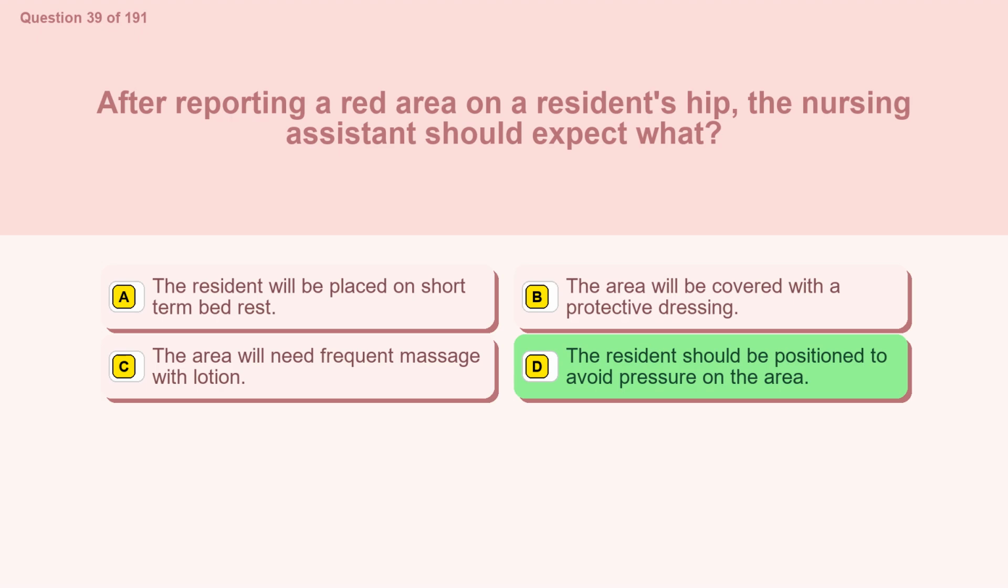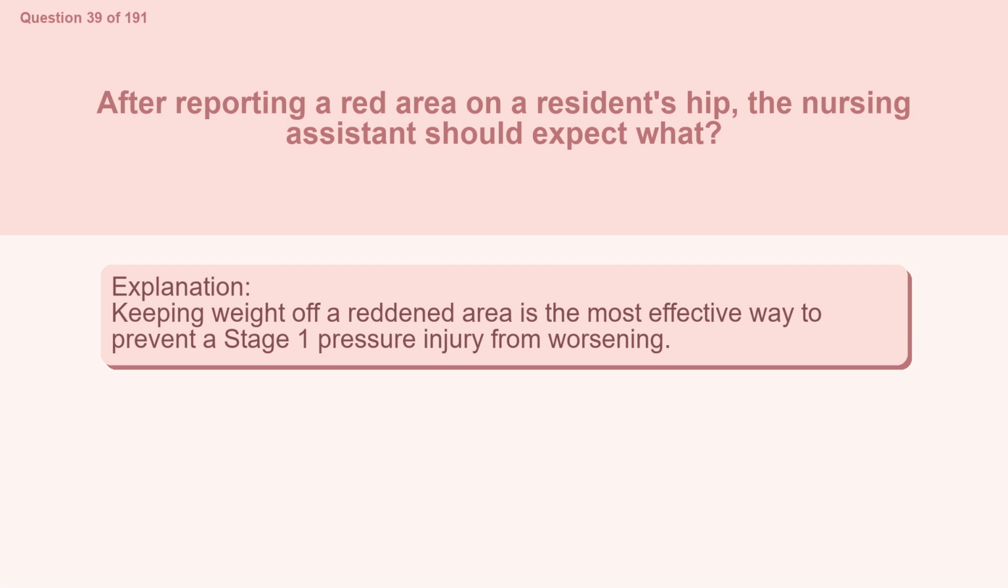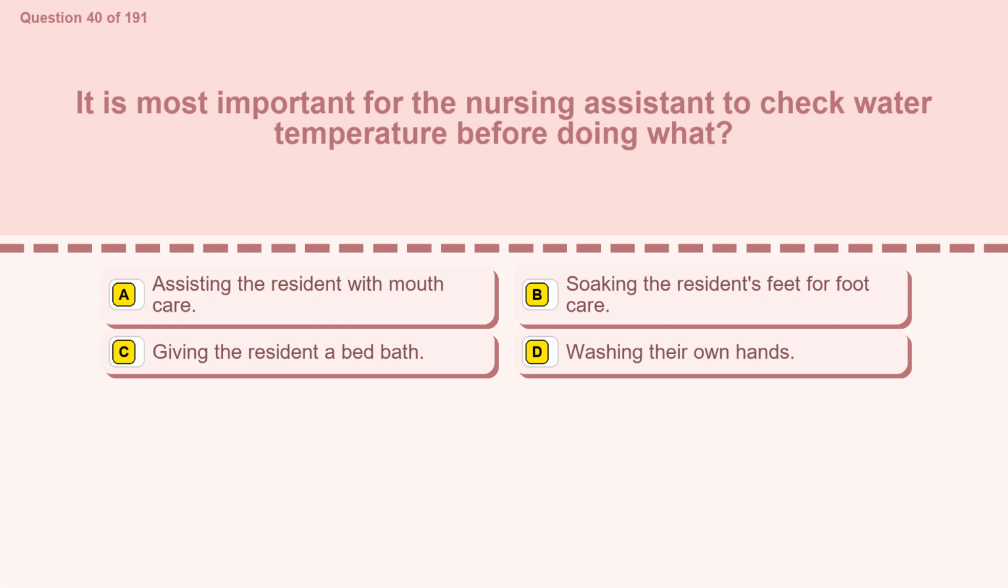The correct answer is option D, the resident should be positioned to avoid pressure on the area. Keeping weight off a reddened area is the most effective way to prevent a stage 1 pressure injury from worsening. Question 40. It is most important for the nursing assistant to check water temperature before doing what?